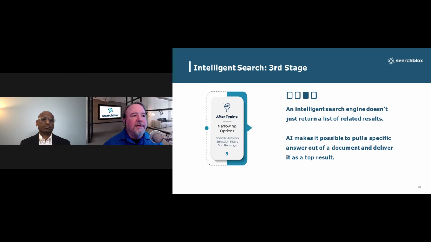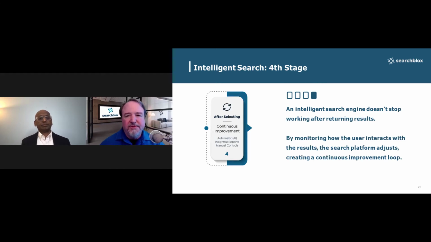Okay, and then finally, stage four is saying, an intelligent search engine doesn't stop working after returning results. By monitoring how the user interacts with the results, the search platform adjusts, creating a continuous improvement loop. So it's a continuous improvement loop for search, but also organizations are understanding how search becomes a continuous improvement loop for the organization.